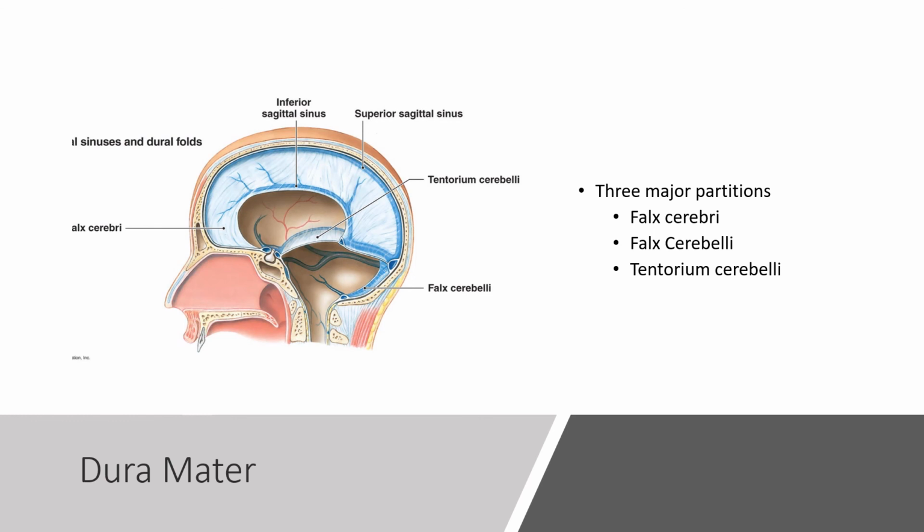Now, there are three major partitions of the dura mater, and that's the falx cerebri, falx cerebelli, and tentorium cerebelli. We're not going to go over them in depth, but you probably do need to be able to identify them on a picture because they are on your need-to-know list.